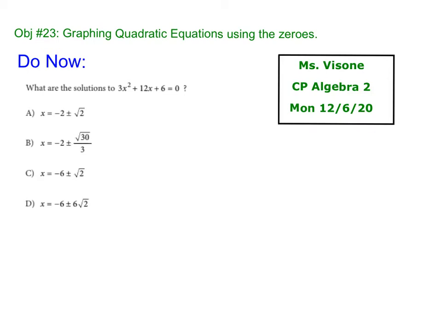So again, on the SAT, a lot of the questions are very straightforward, things we learn in class. You just have to learn it, right? All right, so pause and get the answer. So this is the quadratic formula. You notice the square roots everywhere.